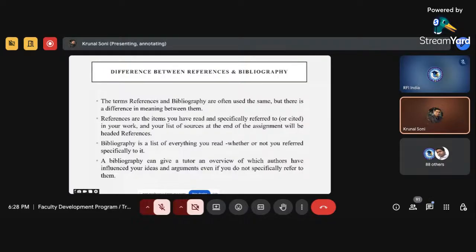Idea, right? That is what not to do. So this is what is called the bibliography. The bibliography is considered an overview of the authors who have influenced your ideas and arguments, even if you do not specifically refer to them. Not referring to them means you have not cited them, but you have already read them.